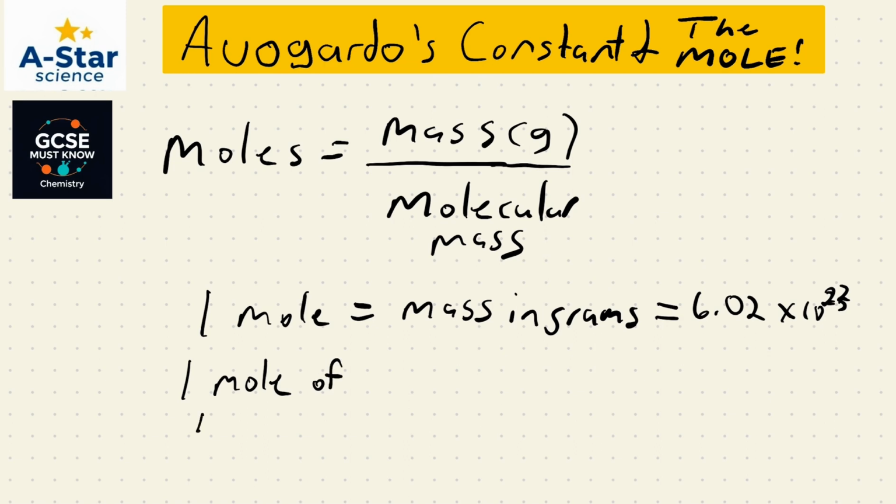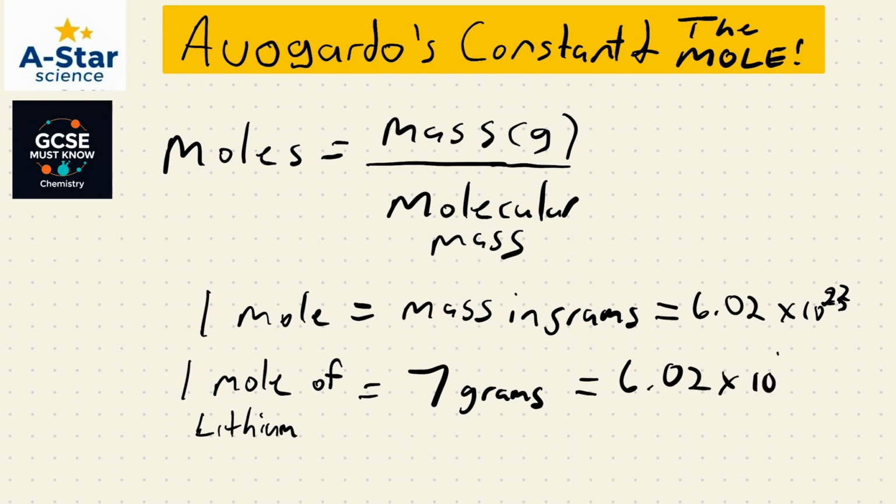So for example, if we had 1 mole of, let's say, lithium, on the periodic table, lithium has an atomic mass of 7. So we would need 7 grams of lithium to have 1 mole. And that would have how many lithium atoms? Well, 6.02 times 10 to the 23rd lithium atoms in it.